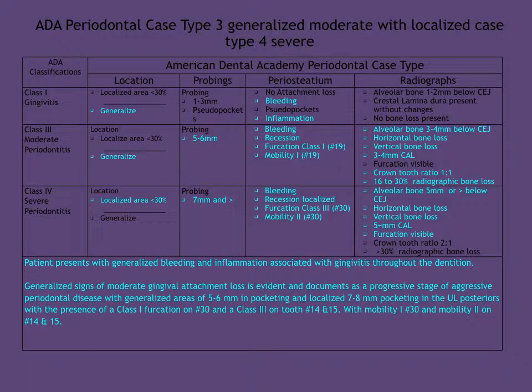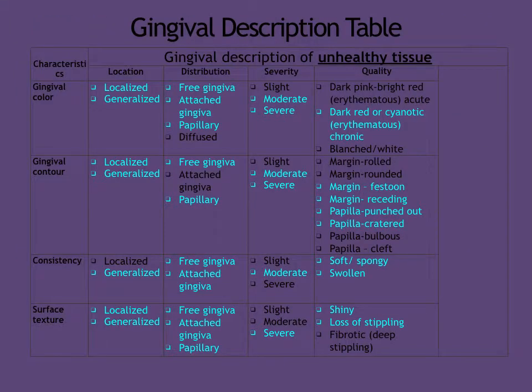generalized areas of 5 to 6 millimeter pocketing and localized 7 to 8 millimeter pocketing in the upper left posteriors, with the presence of a class 1 furcation on 30 and a class 3 on tooth 14 and 15, with mobility 1 on number 30 and mobility 2 on tooth number 14 and 15.